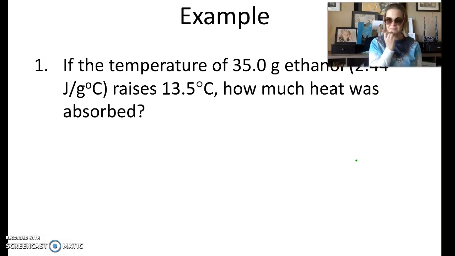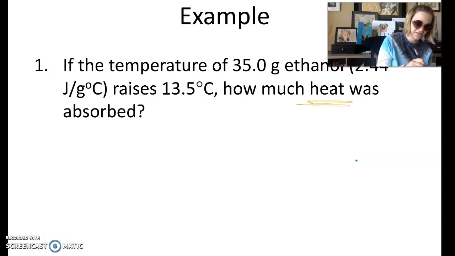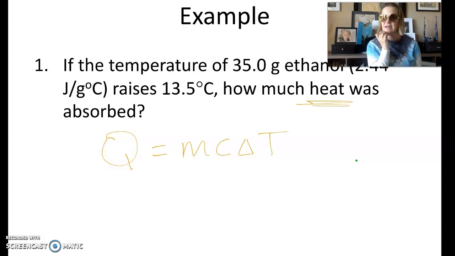So here's a problem. This question is asking us to solve for the heat. So that's asking us to solve for Q. So there's our equation, Q equals MC delta T. And in this case, it's ethanol.